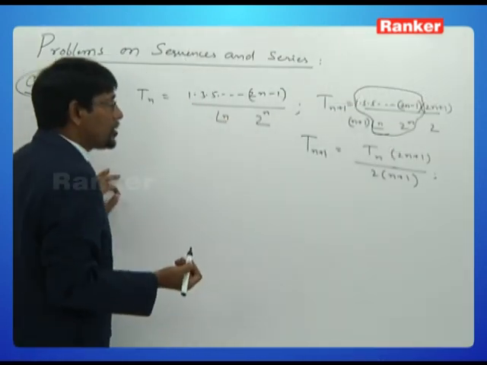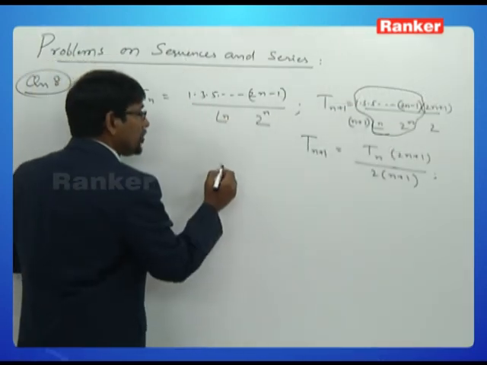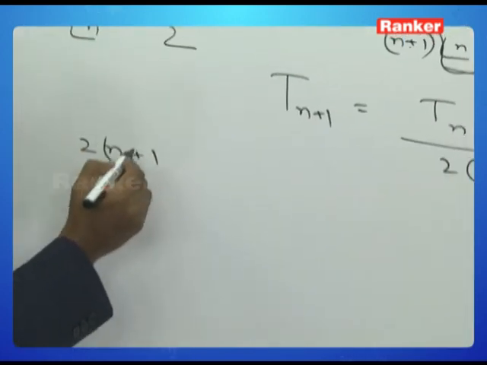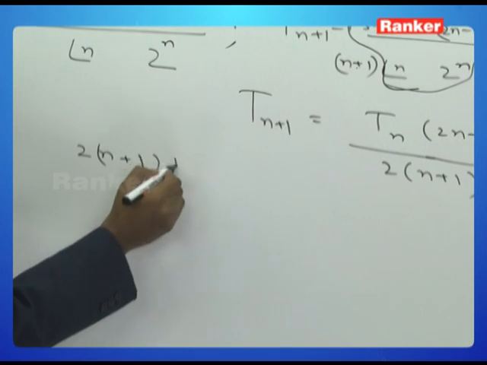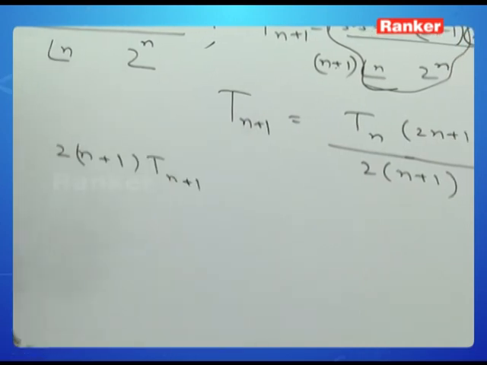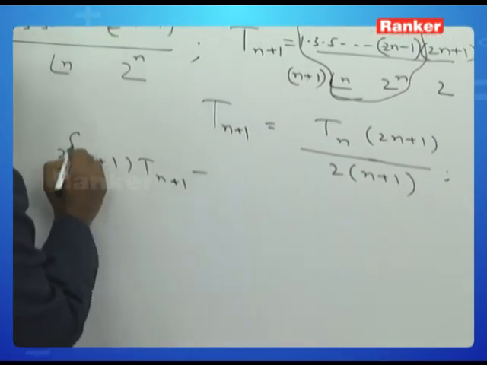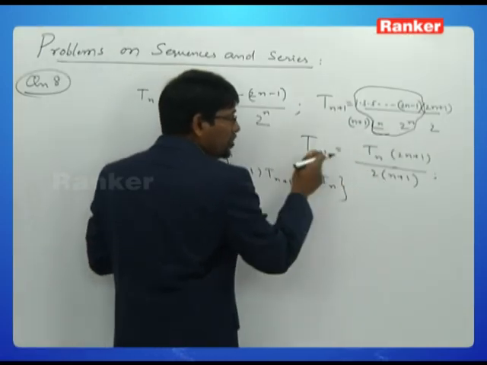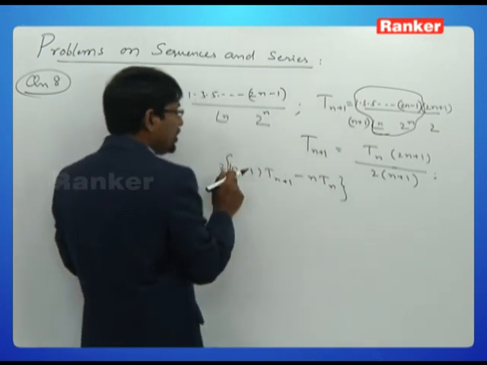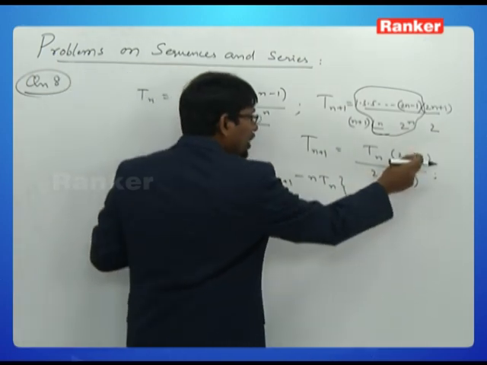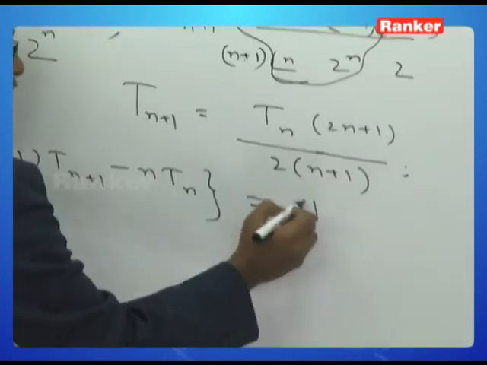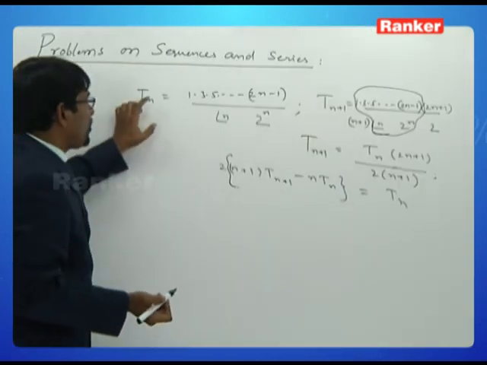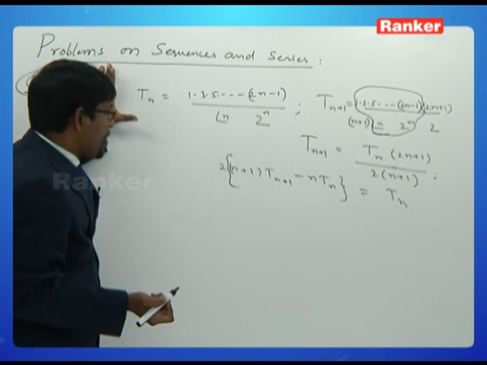So that makes it 2 into n plus 1 into Tn plus 1 minus n into Tn. You cross multiply, take 2 common, and then we have, leave Tn this side. So Tn. This is the relationship we have between Tn and Tn plus 1.